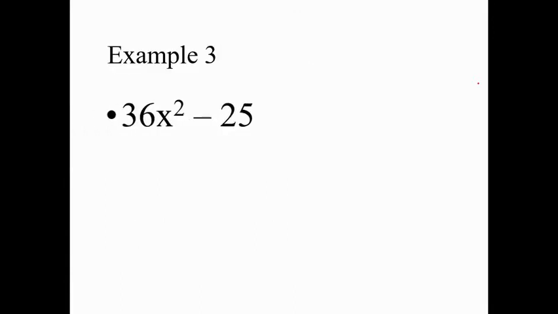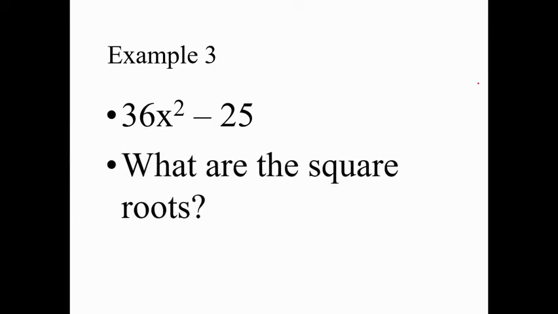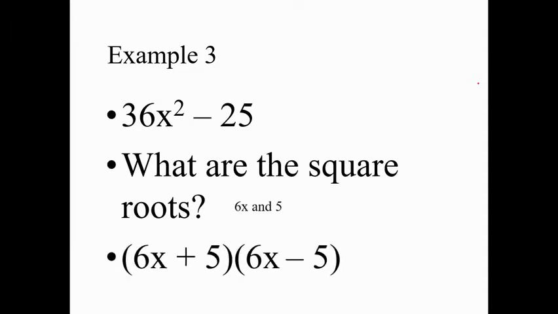All right, we have 36x squared minus 25. What are the square roots? That's right, the square roots are 6x and 5. Again, we just put 6x plus 5 in one parentheses and 6x minus 5 in the other. This should be coming back to you.